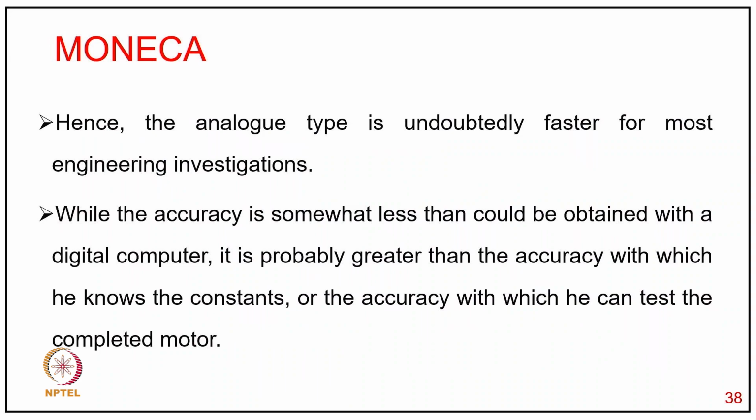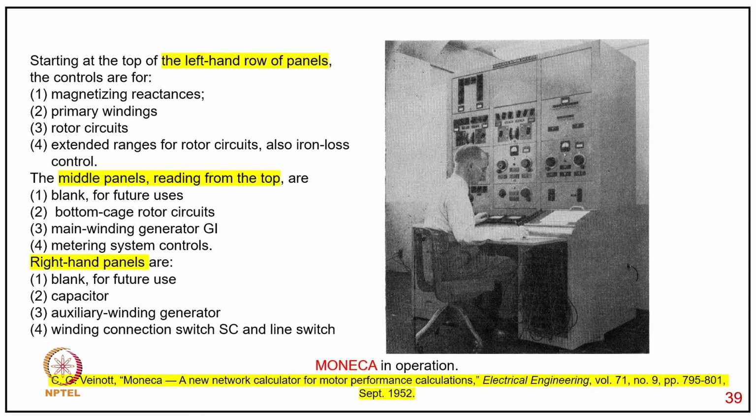Hence, the analog type is undoubtedly faster for investigation. So while accuracy is somewhat less than could be obtained with the digital computer, it is probably greater than the accuracy with which the constants are known. He or she knows the constants, and on accuracy he or she can test the completed model.